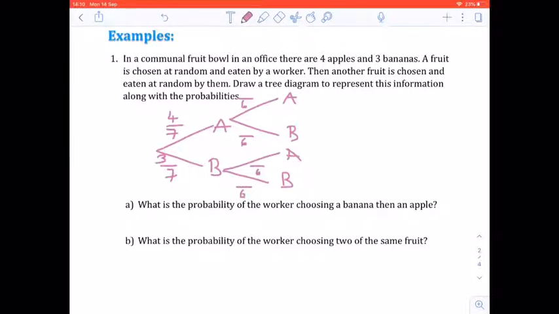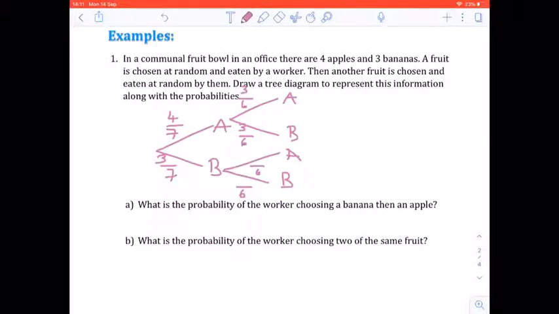So the denominator has to be 6. But then let's think about what the numerators will be. For the apple one at the top, there's 1 less apple if he chose the apple first. So there would only be 3 out of 6 fruit left, in terms of apple, 3 apples out of 6 fruit. Next would be the banana. The banana would stay the same because he chose an apple on that second branch. So we would still have 3 bananas.